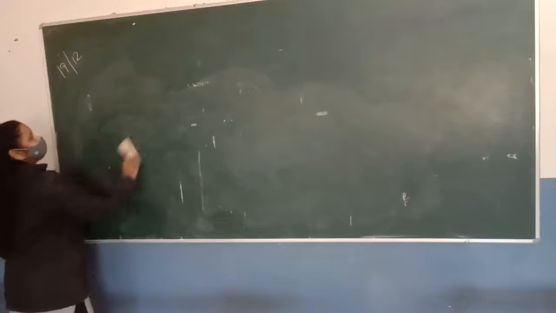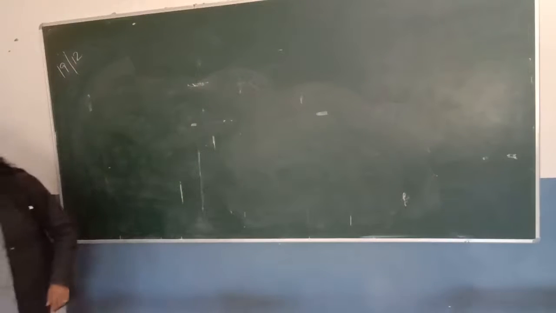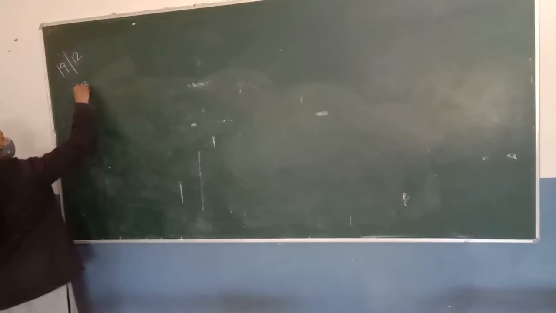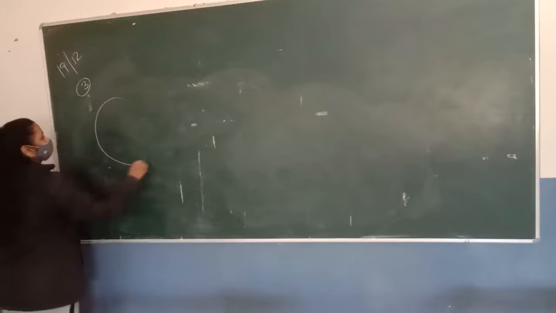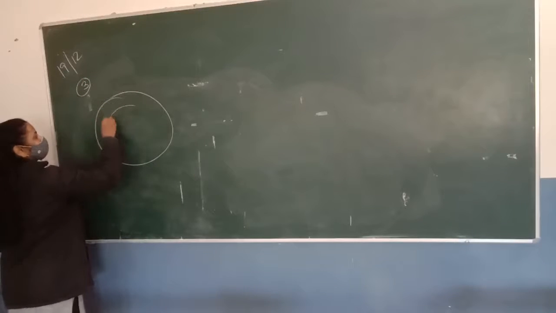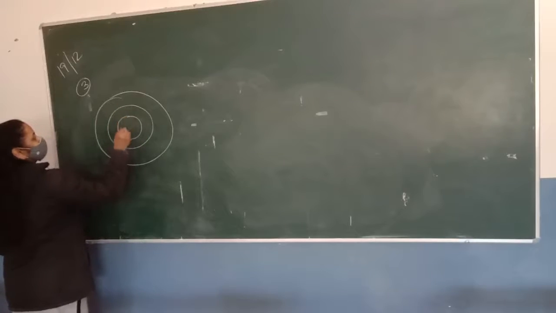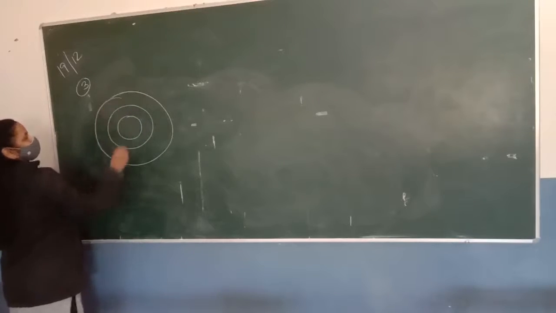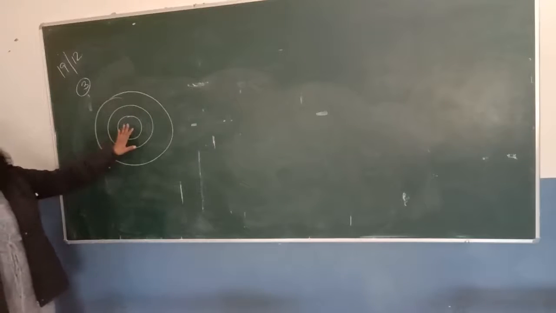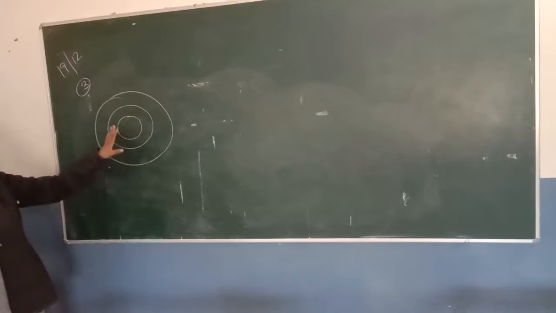Question third. Nishan? A target is shown marked with its 5 scoring regions, from the center outwards as gold, red, blue, black and white. What is the color of the inner circle? Gold.